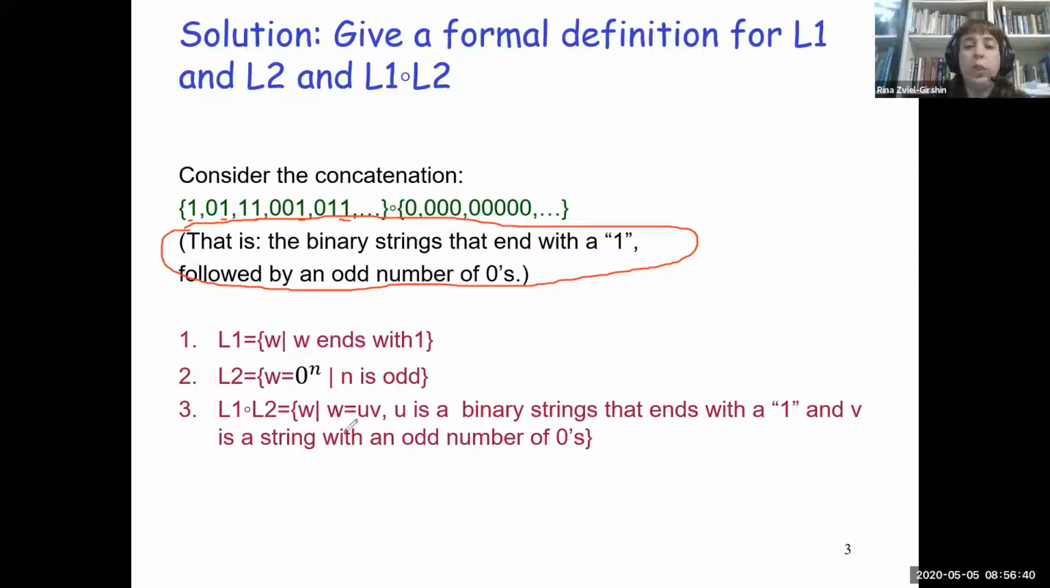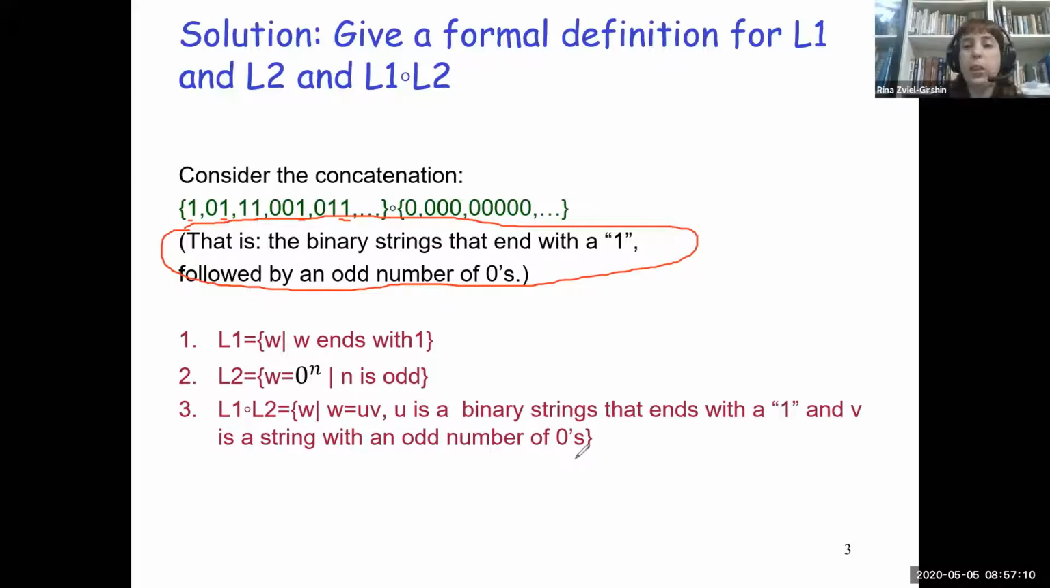An additional definition can be given using the definition of concatenation. So I can define that L1 concatenation L2 has the word W such that W can be divided into some prefix U and some suffix V, and the prefix U is a binary string that ends with 1, and the suffix V is a string with an odd number of zeros.